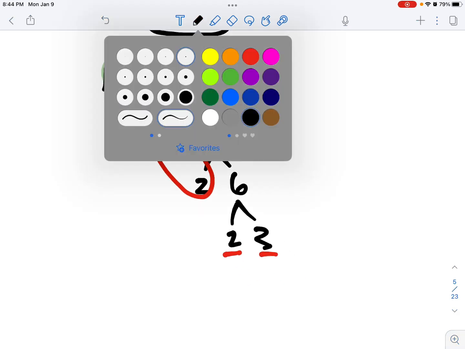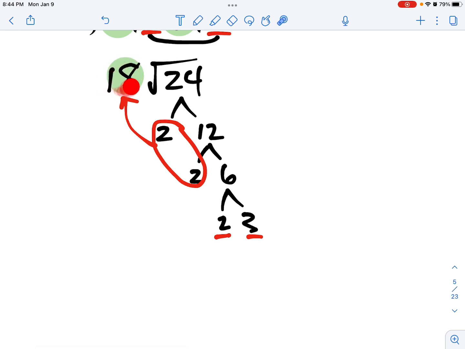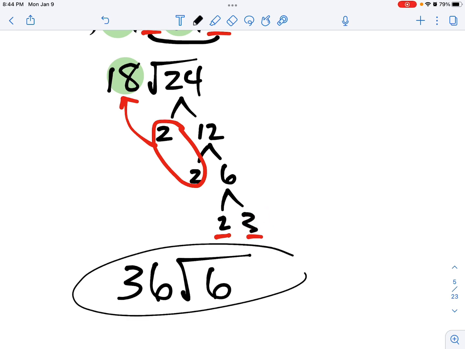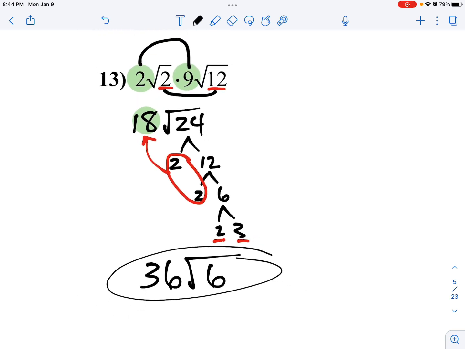So how do I write my final answer? I'm going to take 18 and multiply it by the group of 2 that came out, which was a 2. 18 times 2 is 36 on the outside. And what numbers had to stay in? The 2 and the 3. So 2 times 3 is 6. That's how we write our final answer. That is a breeze on what we learned yesterday.